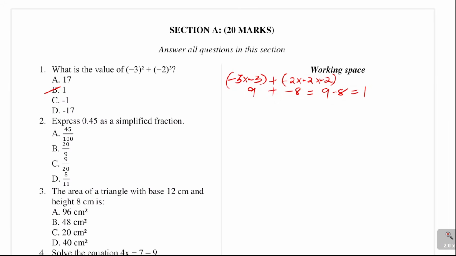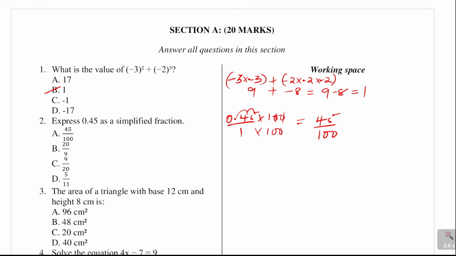Question 2. Express 0.45 as a simplified fraction. So 0.45 is the same as 0.45 divided by 1. So what do you do when you want to get rid of the decimal places? I want to remove the decimal places in 0.45. I'll simply multiply the numerator by 100 and the denominator by 100. So that now the 2 decimals are gone. You remain with 45. Then the denominator will have 1 times 100. That will give 100.